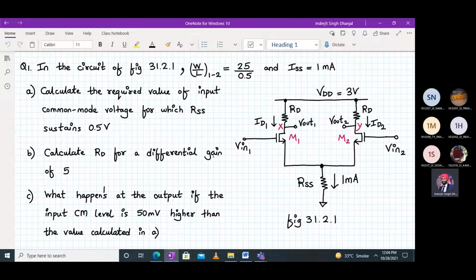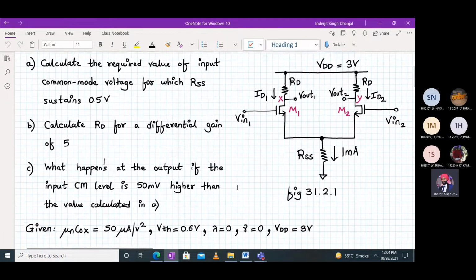Then in the third part, we have to calculate what happens at the output if the input common mode level is 50 millivolt higher than the value calculated in A. So whatever value of input common mode voltage you got in A, you just add 50 millivolt to it and calculate what will be the effect on the output. Fine. So let's begin with the solution.